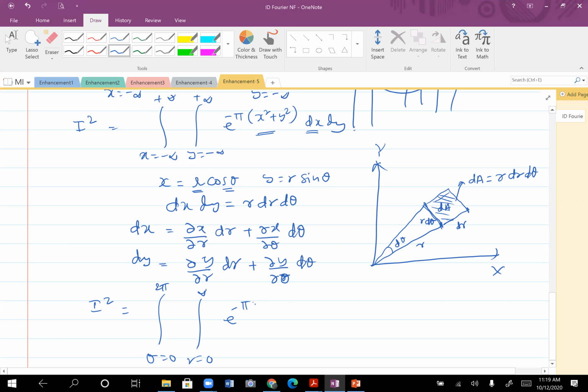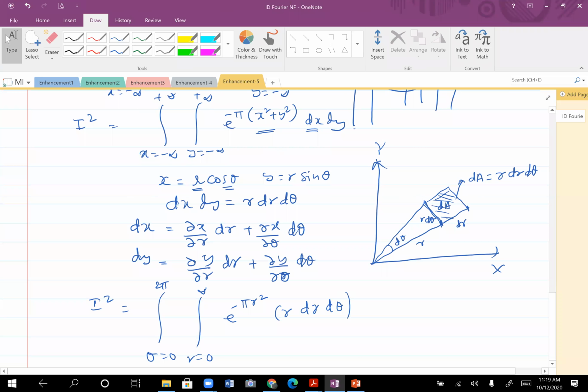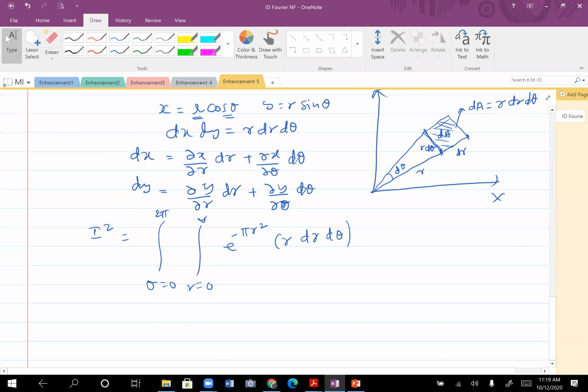Minus pi times R square, R square, and dr d theta. So d theta you could take out, right? You vary it from 0 to 2 pi, that would give you 2 pi. Then what is the integration for just r here? Anyone? E power minus pi r square by 2. Very good. E power minus pi r square by 2, or something else? 2 pi. Very correct. It's 2 pi.